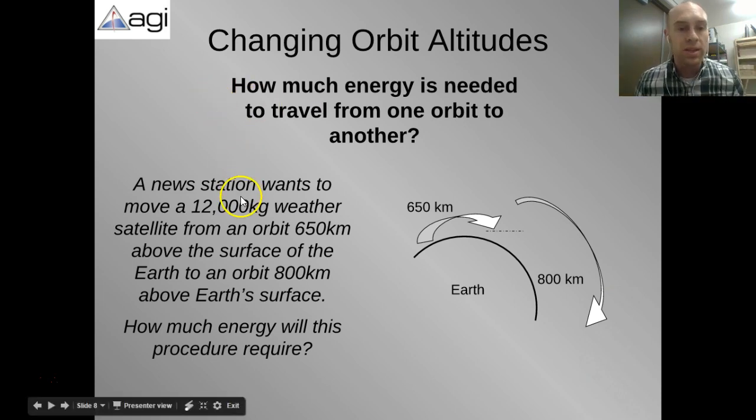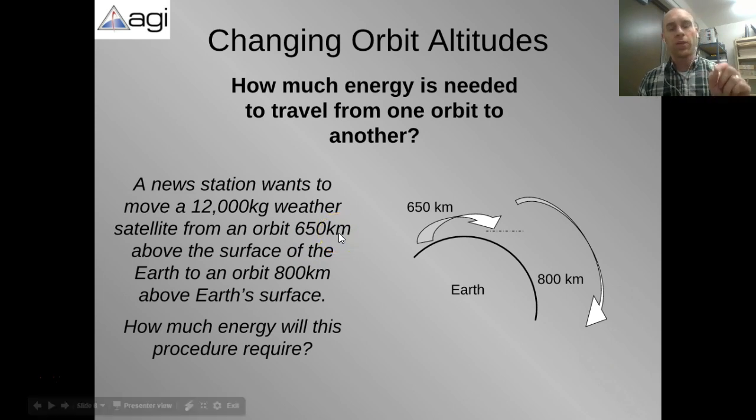We have a news station that wants to move a 12,000 kilogram weather satellite from 650 kilometers. Remember, you have to convert that to meters. Really note that in your notebook, because that's something that most people will miss on the test or on their assignments. You've got to convert these to meters. And you want to move it to 800 kilometers above the Earth's surface. So how much energy will this procedure require? How much energy do we have to put into this? Because if we're going away from Earth's gravity, we have to add energy to get this to happen.